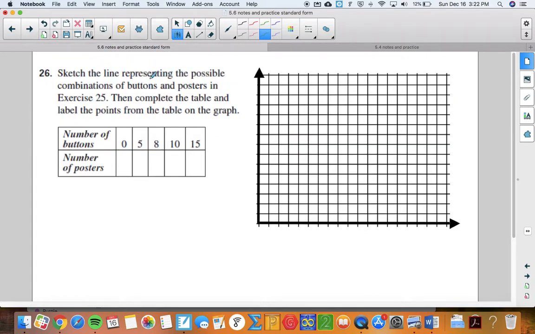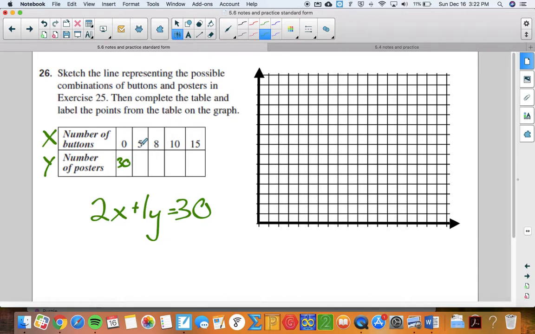Sketch the line that represents the possible combinations of buttons and posters in exercise 25. So in the problem that we just did, complete the table and label the points from the table on the graph. So what if we order 0 buttons? How many posters could we do? We could do 30. Remember, it's $2 for every button and $1 for every poster.